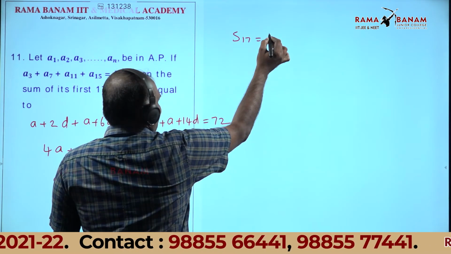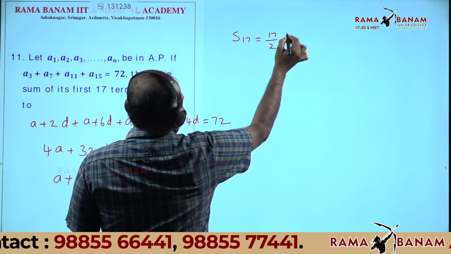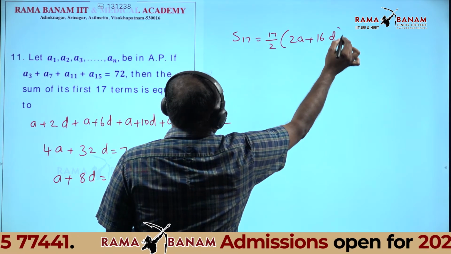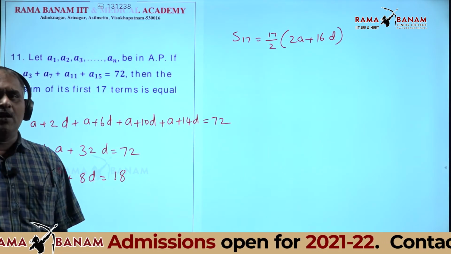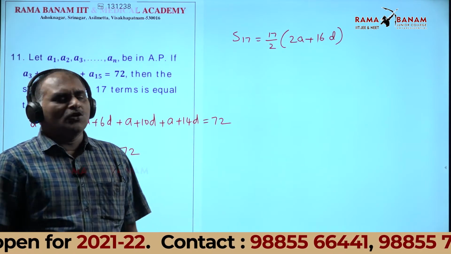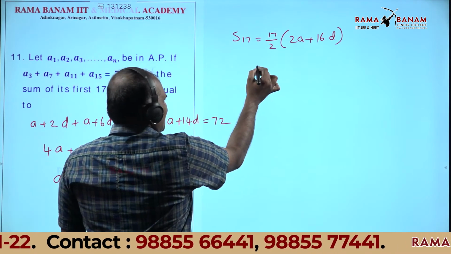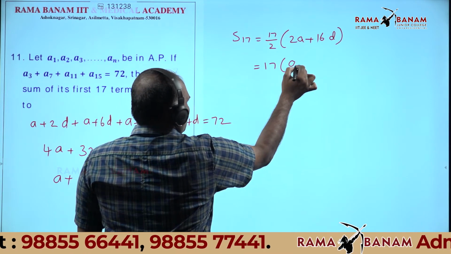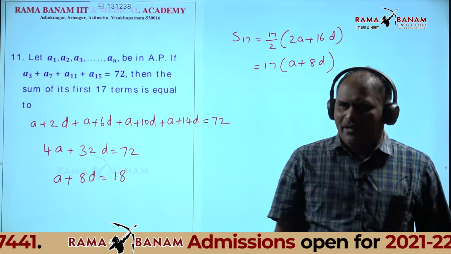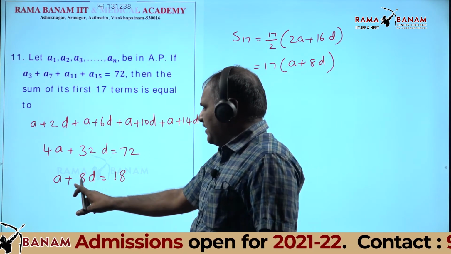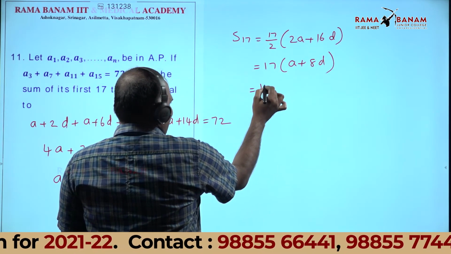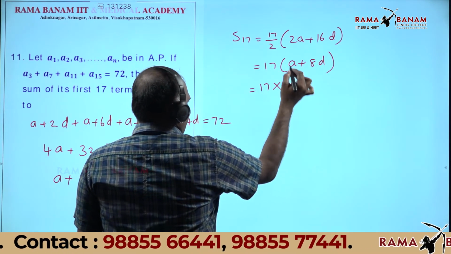Same thing. n by 2, so 17 by 2, into 2a plus 17 minus 1, that is 16 into d. What is common in that bracket? 2. Yes, sir. 2 cancels, so we get 17 into (a plus 8d). Already you know that a plus 8d is 18. By substitution, you get 17 into 18.